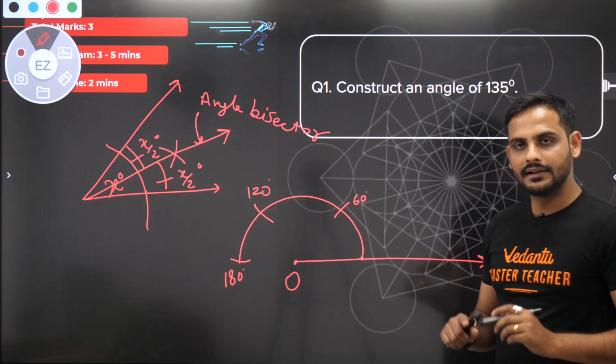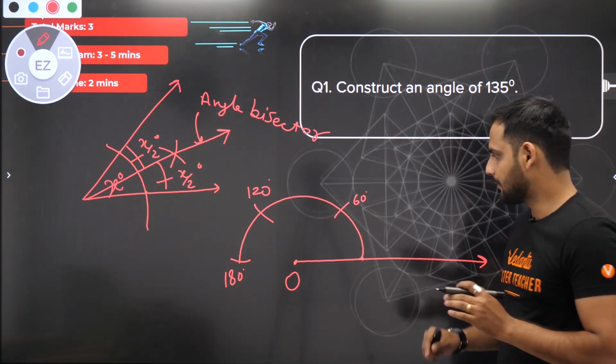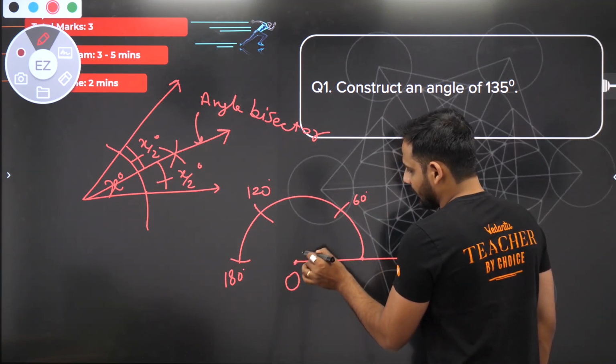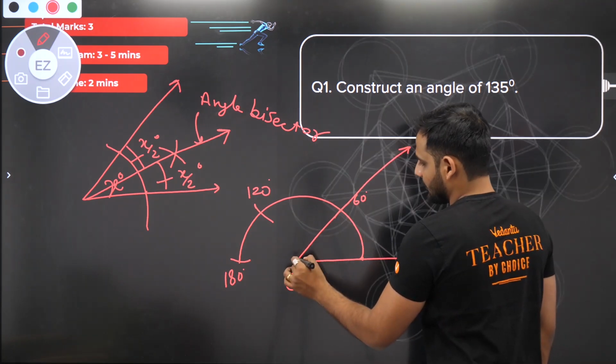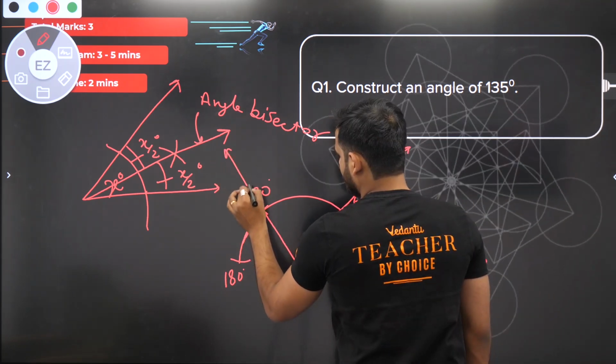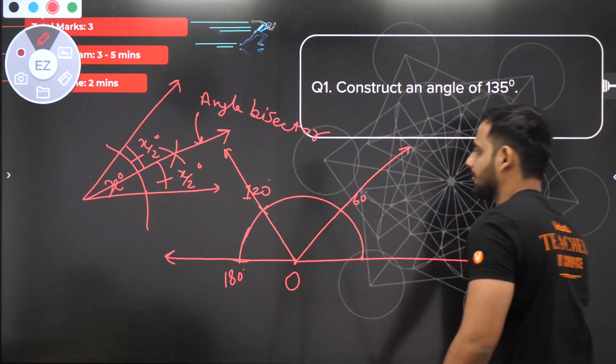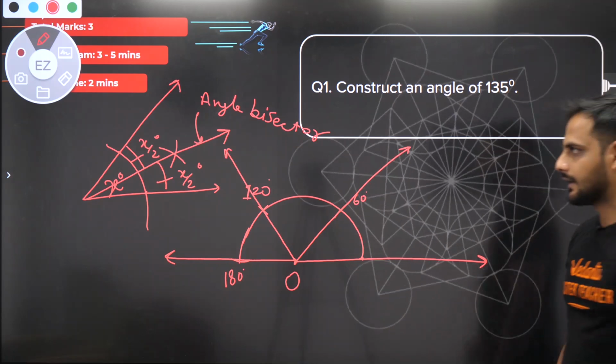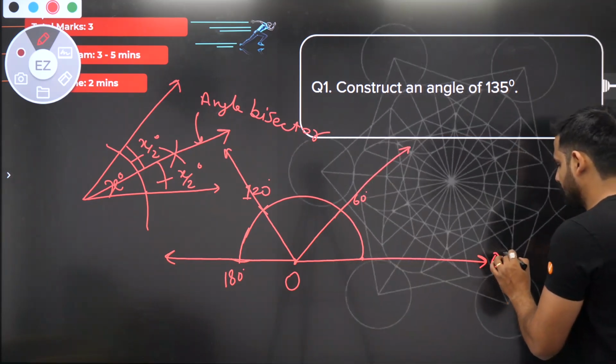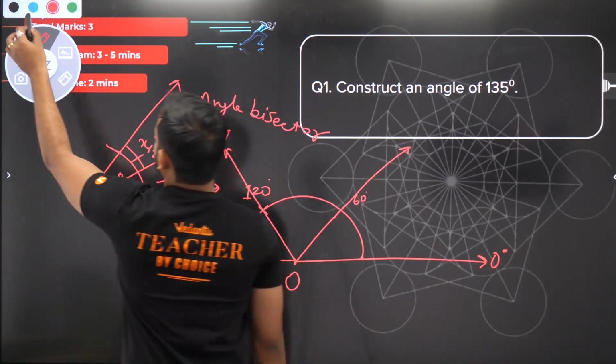We have already learned that we can draw the angle bisector. So, bachcho, from here we have got 3 angles. One is your 60 degree, one is your 120 degree, and one is your 180 degree. These 3 angles we have got, correct? And this is obviously your 0 degree. Now let's move to the next part.